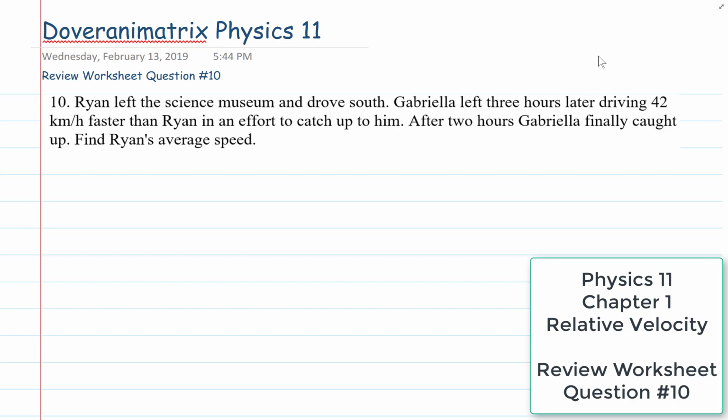So Ryan left the Science Museum and drove south. Gabriella left 3 hours later, driving at 42 kilometers an hour faster than Ryan in an effort to catch up to him. After 2 hours, Gabriella finally caught up. Find Ryan's average speed.